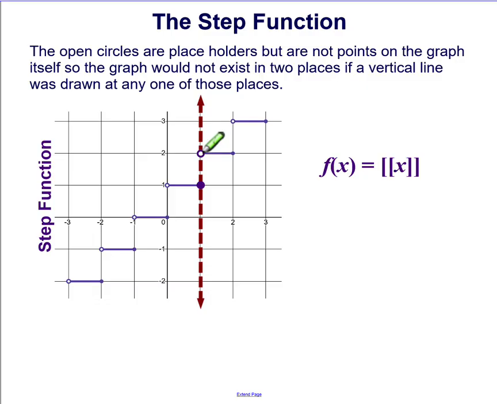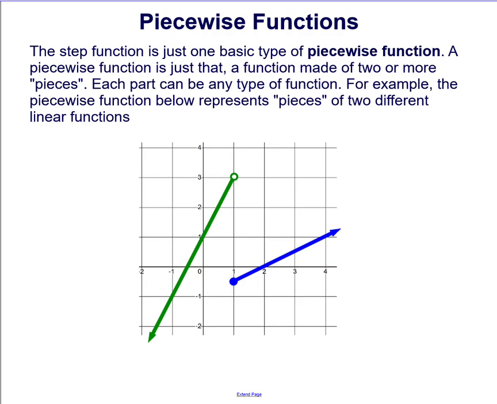That's a placeholder and is not included as part of the graph. Therefore, there is only one output for this one input. And that's the case anywhere you see an integer value on the x-axis. There's only one output for each input. Next, we will talk about piecewise functions.